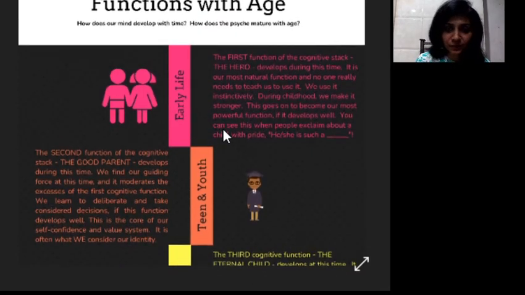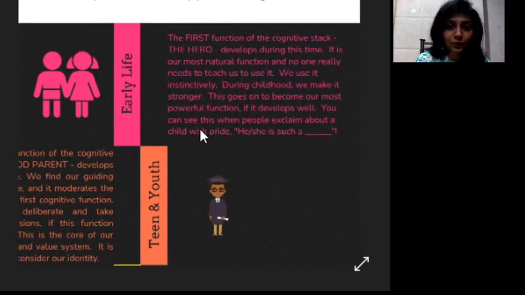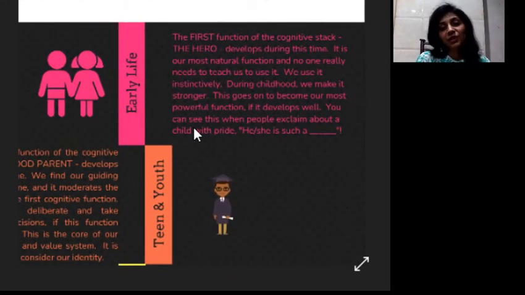So the first function is there with us actually right from childhood. So you know how we talk about children as, oh, he is such a good rule follower. He is so obedient. Or, oh my goodness, she's such a drama queen. Oh, this baby is so naughty. He's so funny. Or you might say, my goodness, she is such a rebel. Or you might say something like, oh my God, he seems like a wise old soul.